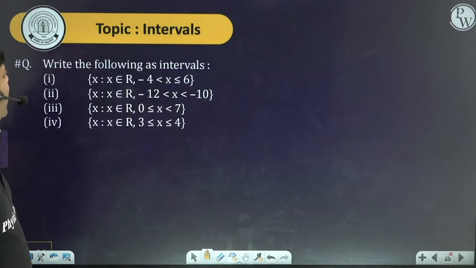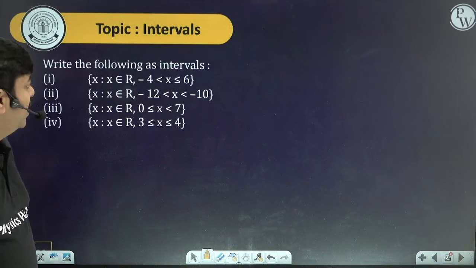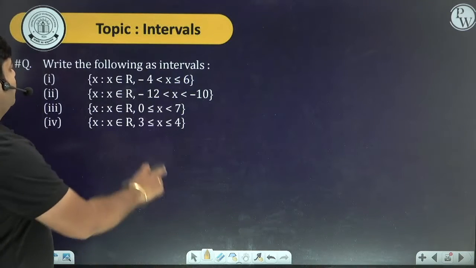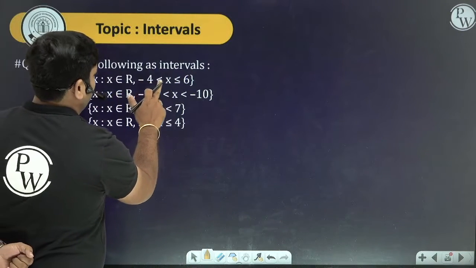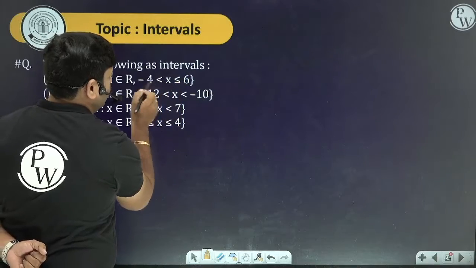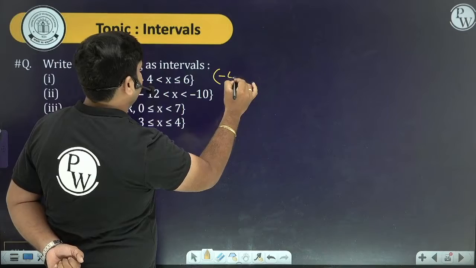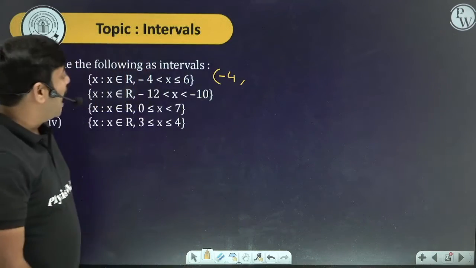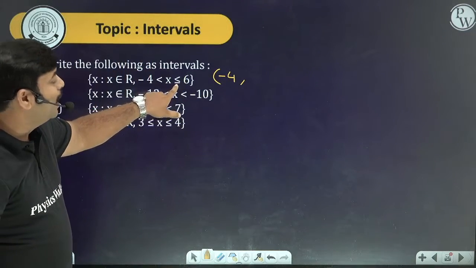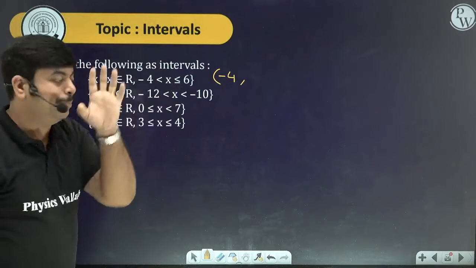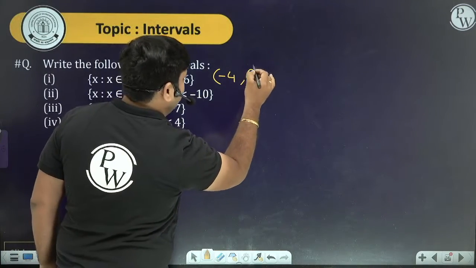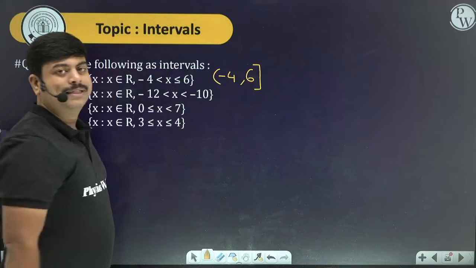Okay, so write the following as intervals. The same thing: x belongs to R, minus 4 less than x less than or equal to 6. Minus 4 is not included. That means minus 4 is open. And 6, there is an equality here, so 6 should be included. So minus 4 comma 6, right?